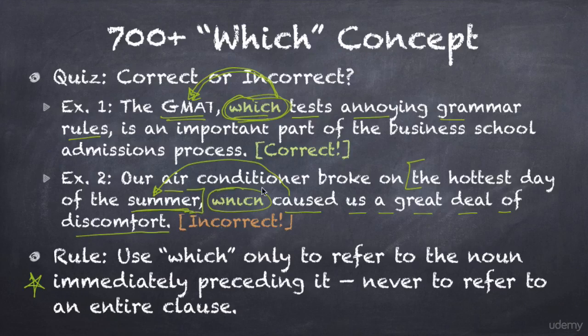The air conditioner didn't cause us a great deal of discomfort. What did? It's the whole thing, isn't it? The breaking of the air conditioner, the episode, the event, that is what caused us a great deal of discomfort. And so I can't use which to refer to an entire clause. And so that is why example number 2 is incorrect.